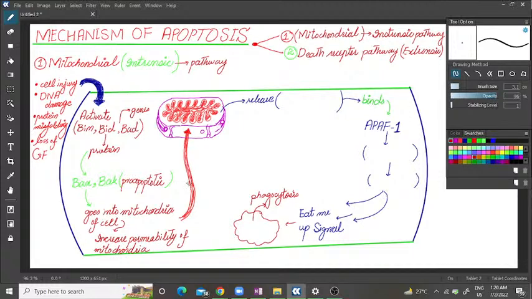When the permeability of the mitochondria increases, it means the mitochondria becomes leaky in nature. So that's why it starts releasing certain enzymes. It becomes leaky, it becomes porous in nature, and it starts releasing different chemicals, and one of those chemicals is cytochrome C.